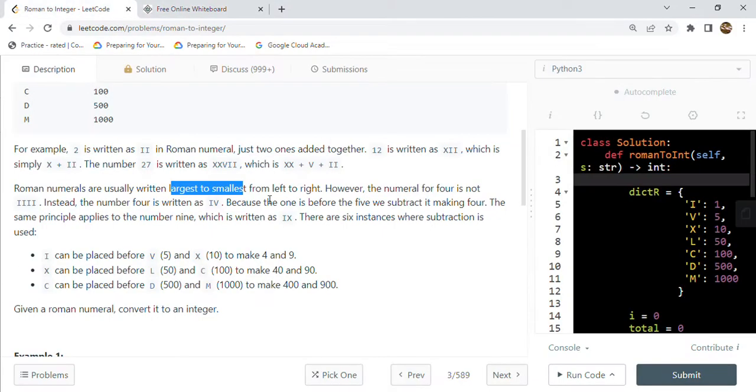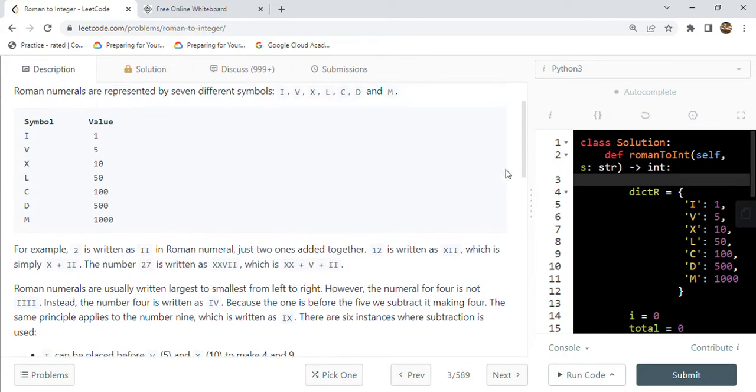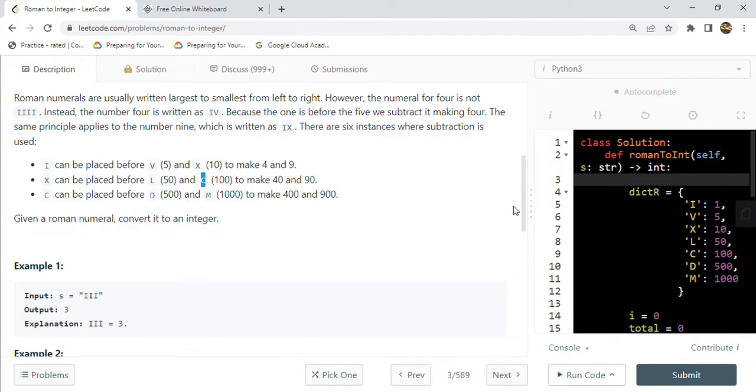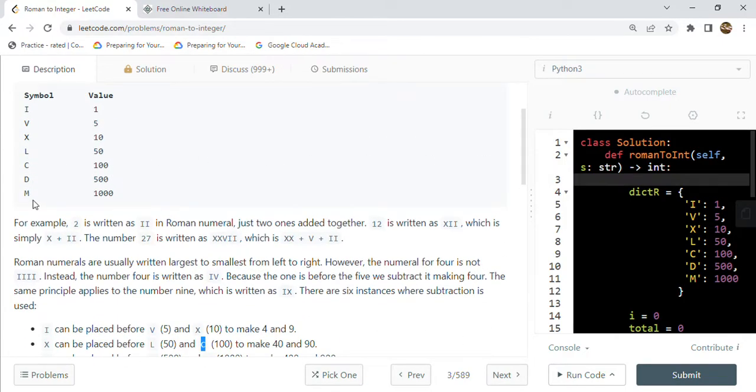Okay. That's what they have written here, that I can be placed before V and X. These are the two symbols before which I can be placed. Then X can be placed before L and C. Okay. And C can be placed before D and M. I can be placed before V and X. X can be placed before L and C. And C can be placed before D and M, like this.